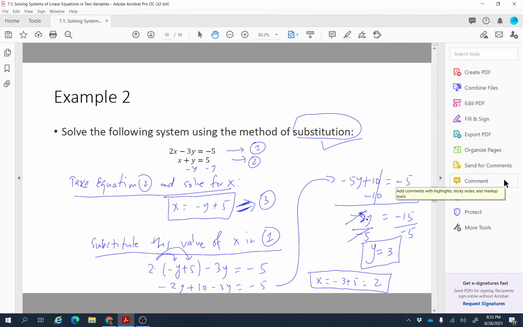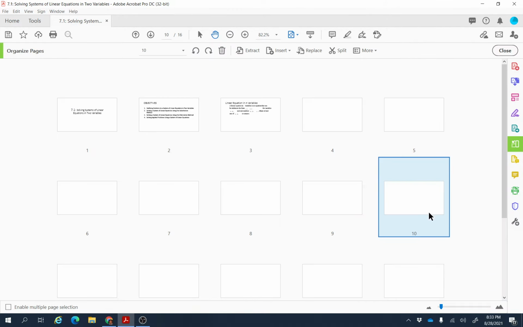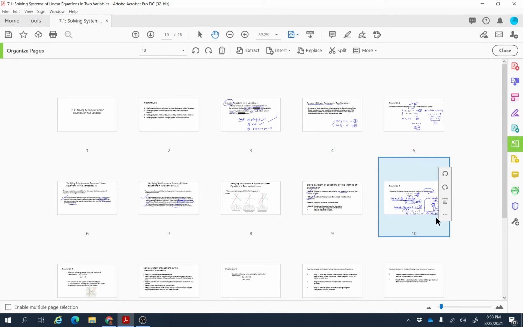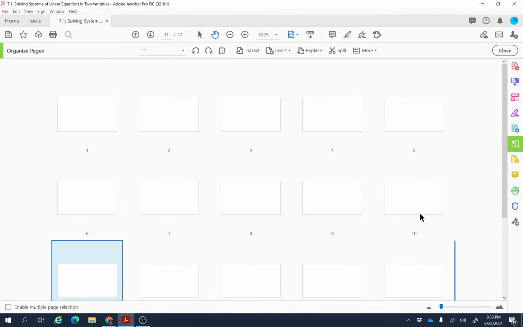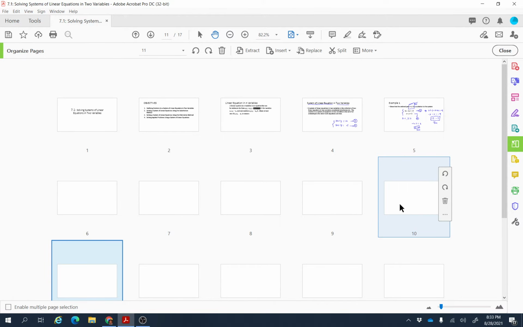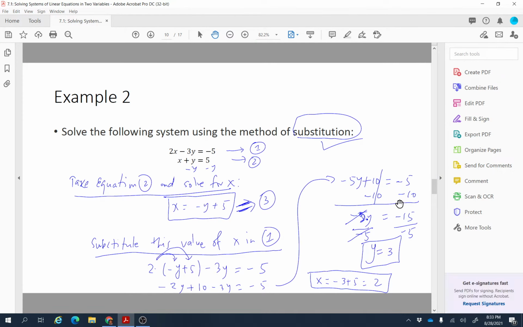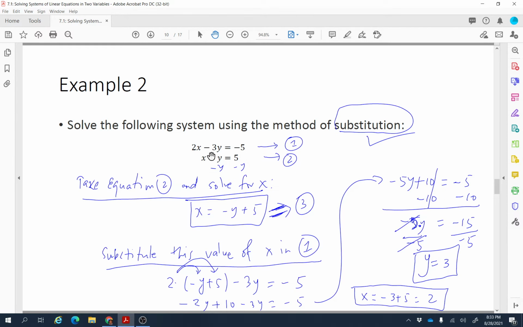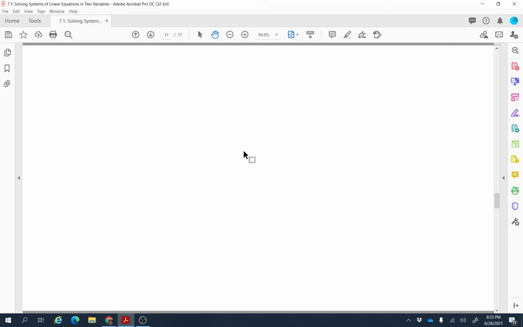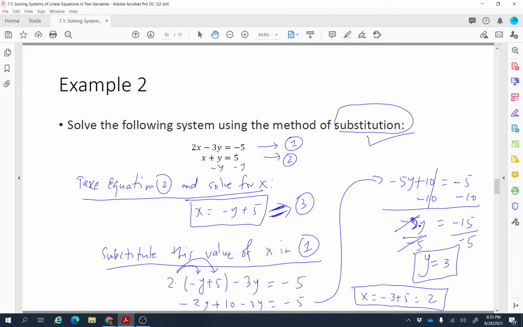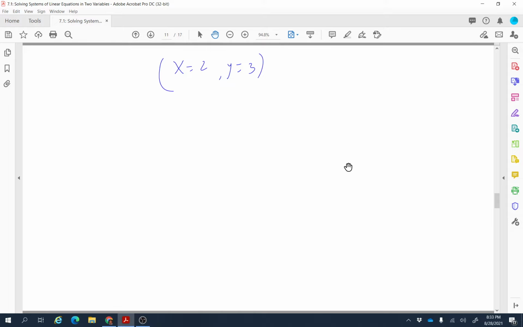Remember, after finding the solution, we always have to check whether our solution is right or wrong. So we have to do the checking. So this is the system of equations. We are going to plug x equals 2 and y equals 3 into this system. This ordered pair, we are going to substitute back into equations 1 and 2, and both of them should give you a true statement. So that's the checking part. Check.